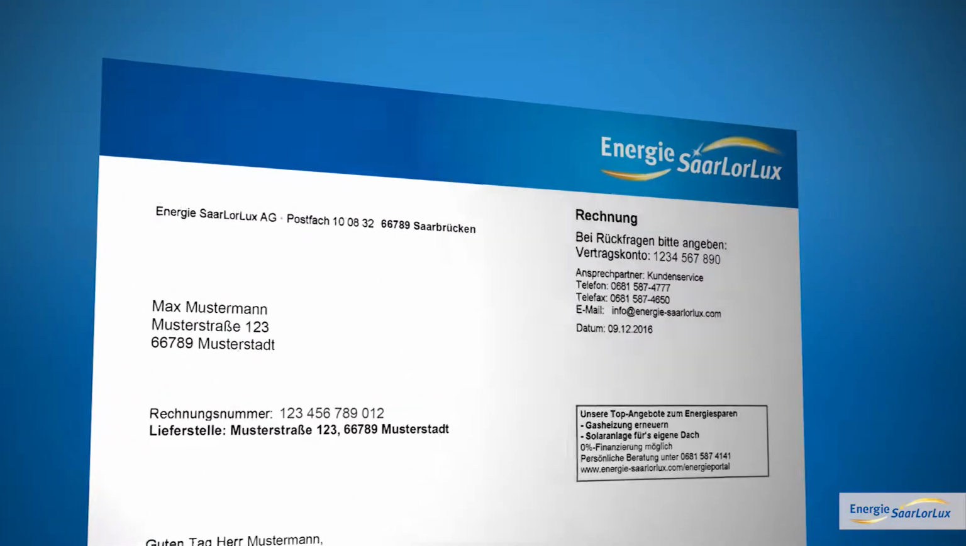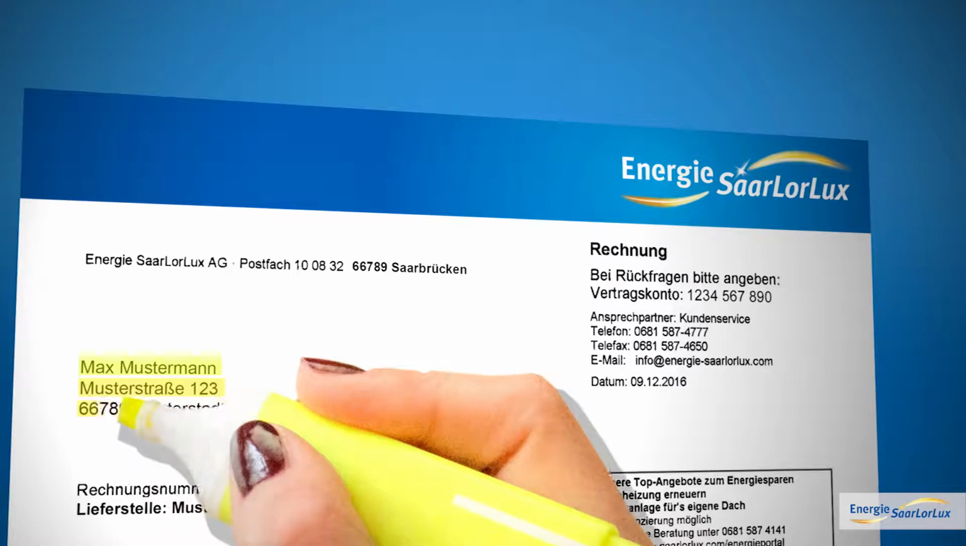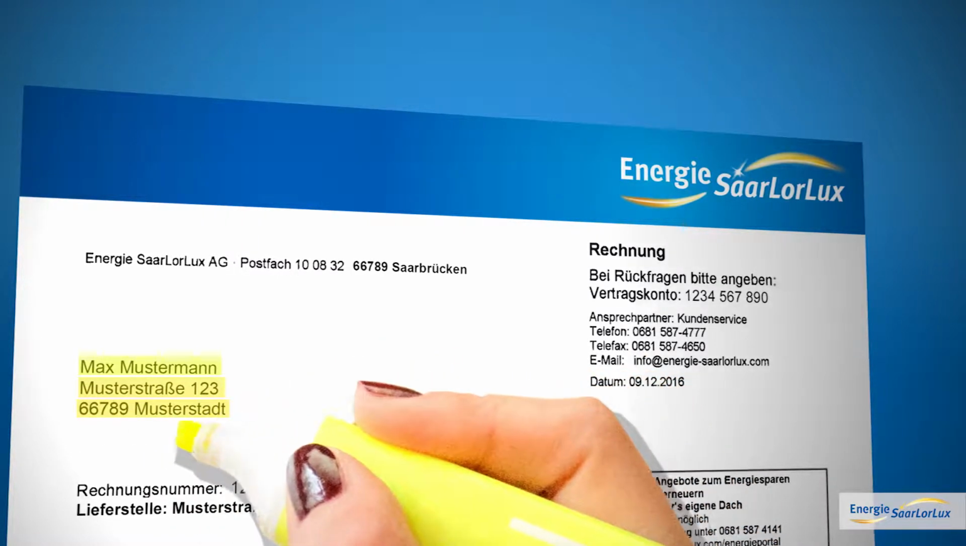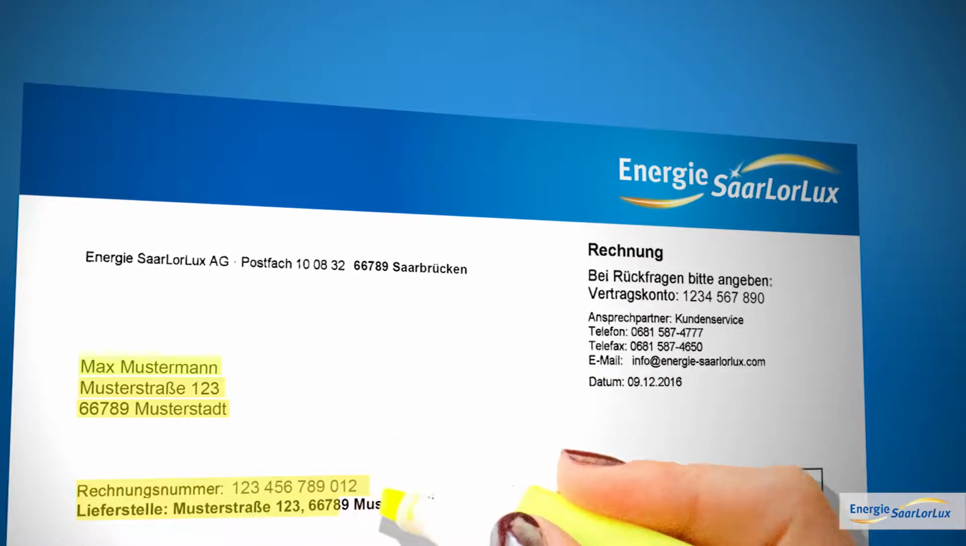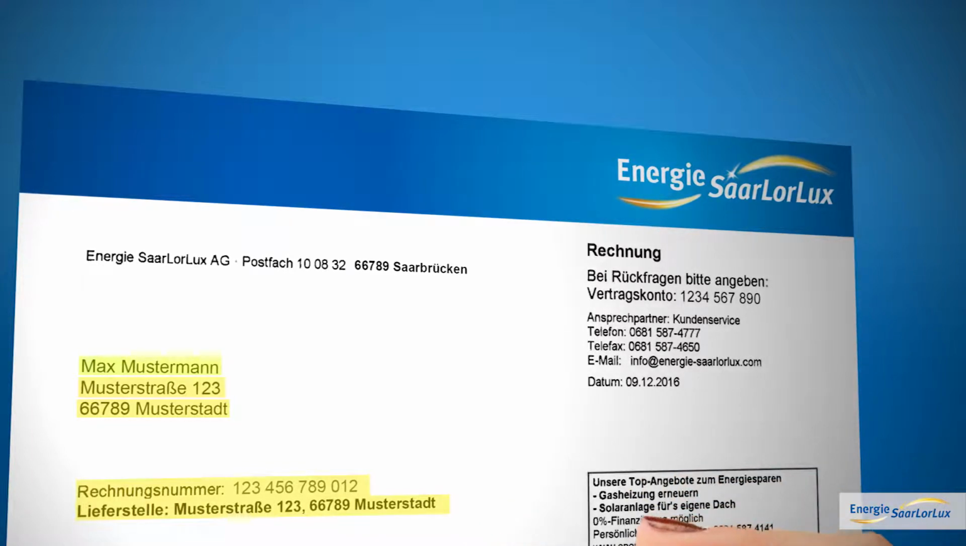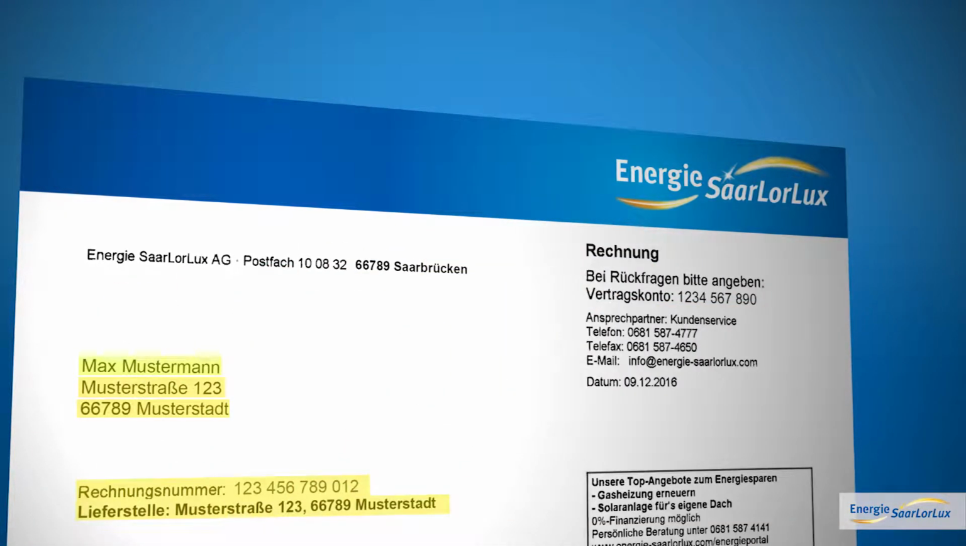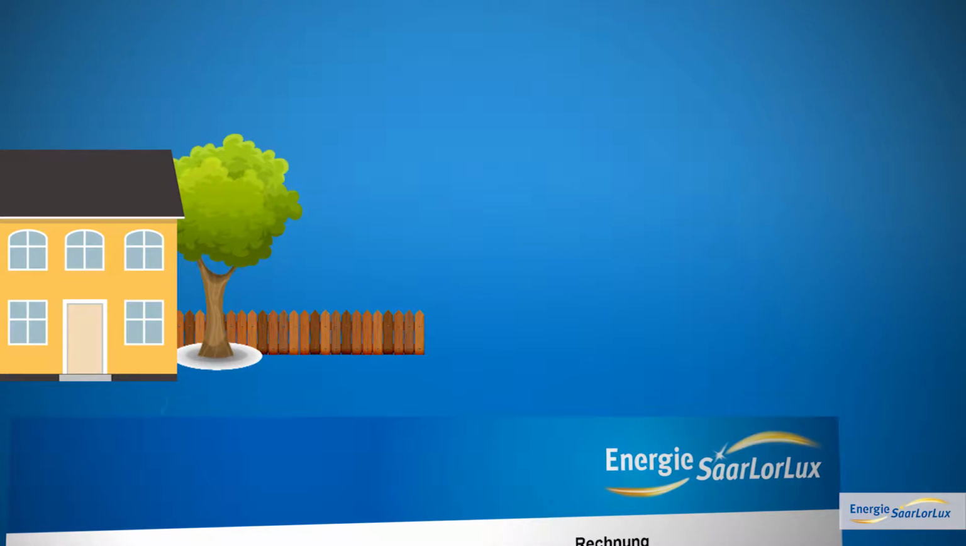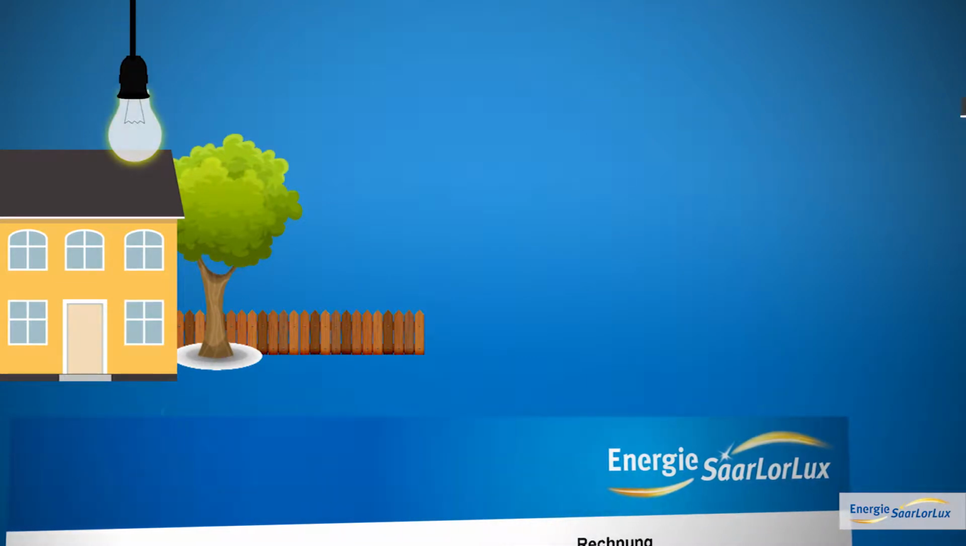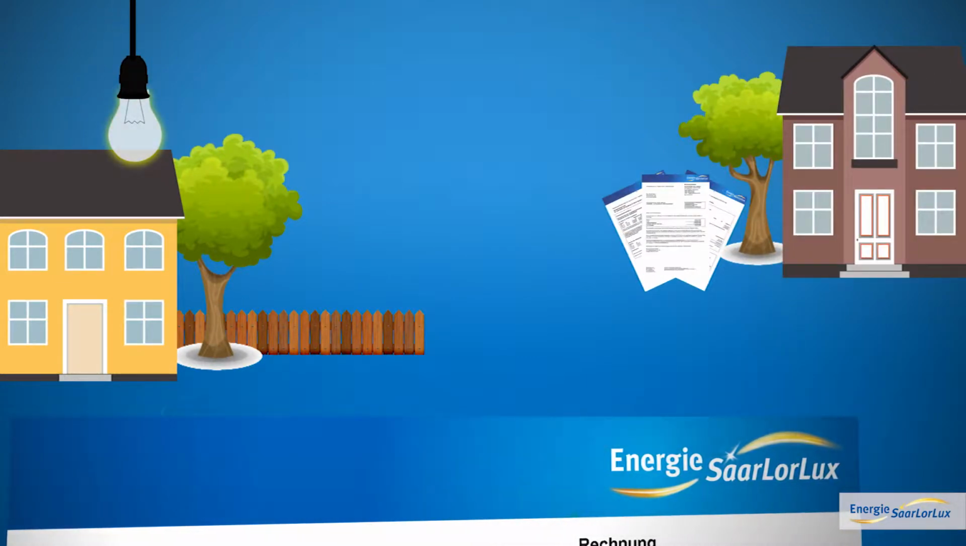You can find the billing address at the top left of the first page of your invoice. The invoice number and point of delivery are directly underneath. The billing address is usually the same as the point of delivery. One example of an exception is when the address at which we supply you with energy differs from the address to which we send your invoice.